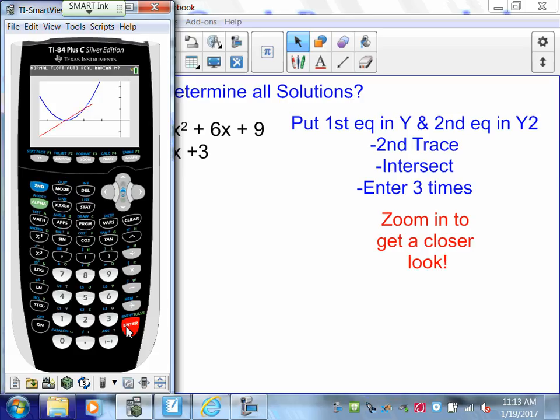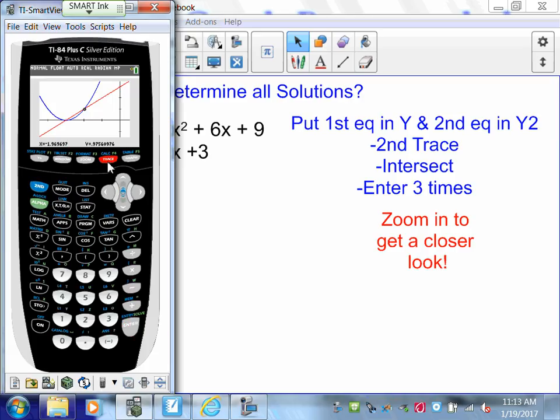Okay. This one does not have that many steps to it. Basically, it's second trace intersect. Put the blinker on top of the intersection and hit enter 3 times. All right, let's do it.